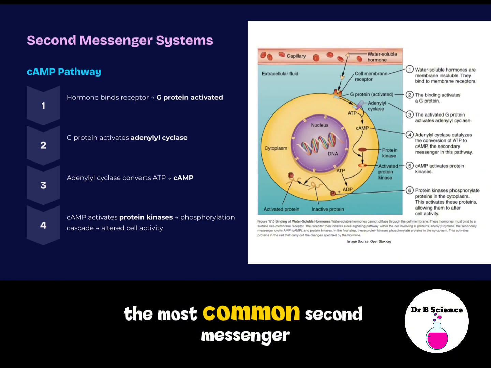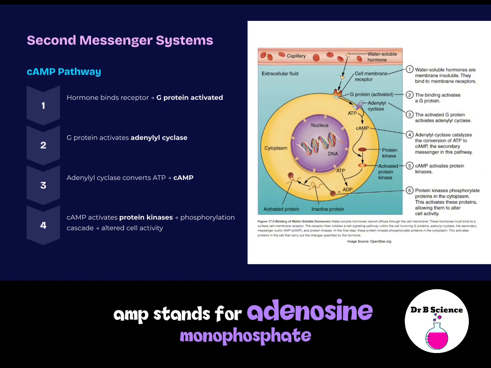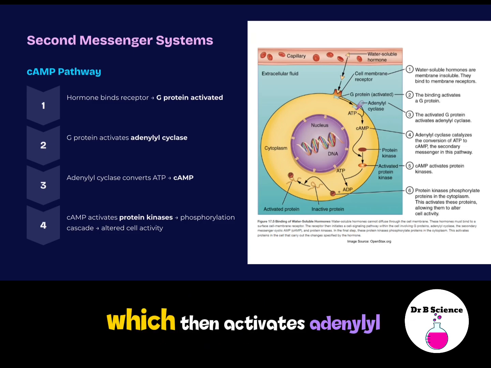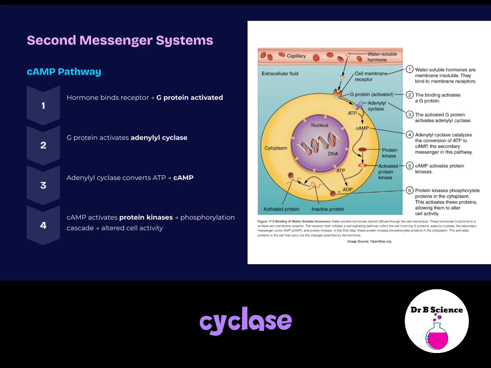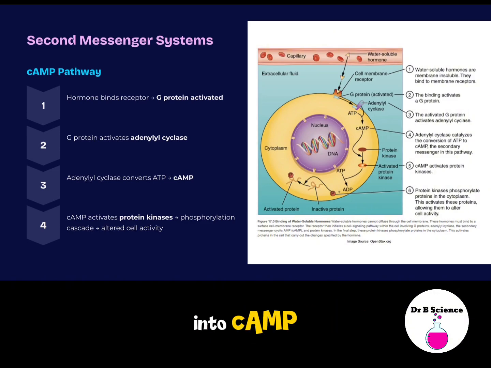The most common second messenger is cyclic AMP. AMP stands for adenosine monophosphate. Hormone binding activates a G protein, which then activates adenylyl cyclase, an enzyme that converts ATP into cyclic AMP.